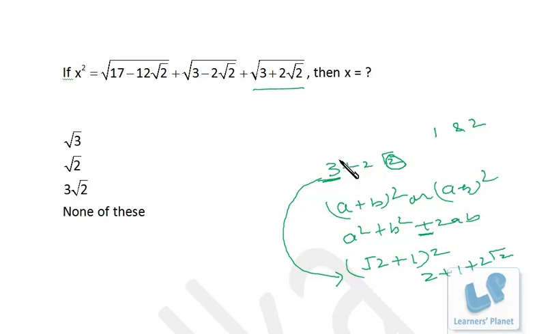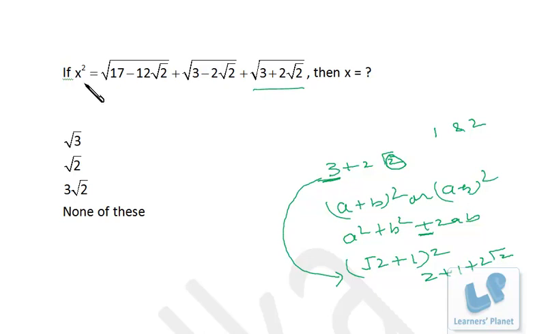Getting my point? So if we wish to take the square root of 3 plus 2 root 2, it will be root 2 plus 1 only. Isn't it very simple? If it is 3 minus 2 root 2, then the square root will be root 2 minus 1, because in that case we will be getting minus over here. Right? So pretty simple.